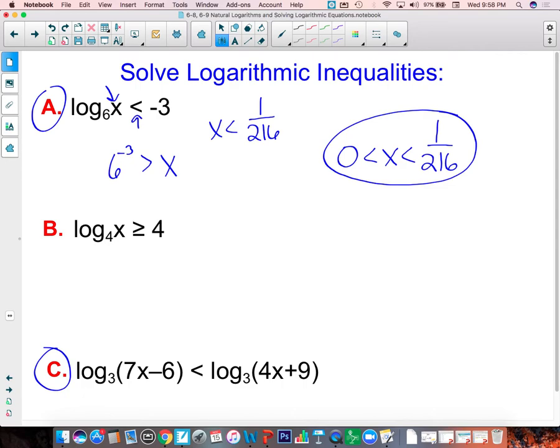The other one here, if I do this quick, it'd be 4 to the 4th like that, because I want the arrow the same way in respect to the x. So x is greater than that. If I say here x is greater than or equal to 4 to the 4th, so x is greater than or equal to 256. They're pretty quick.